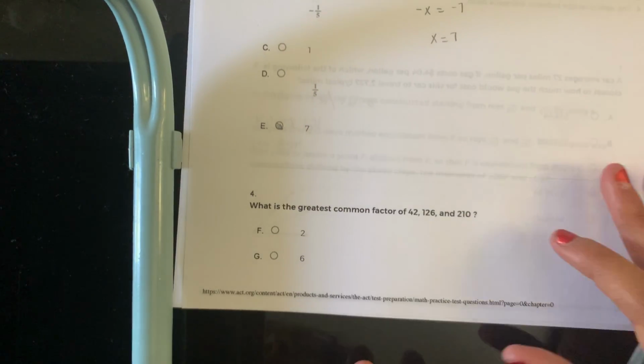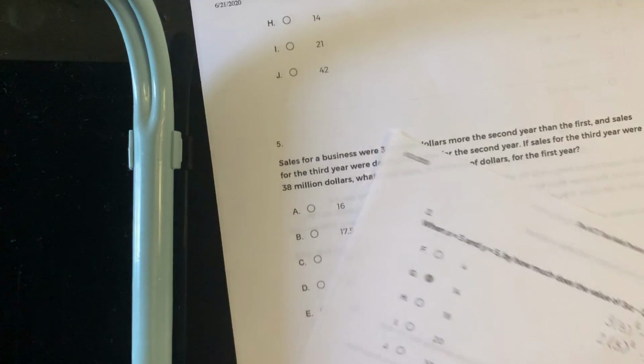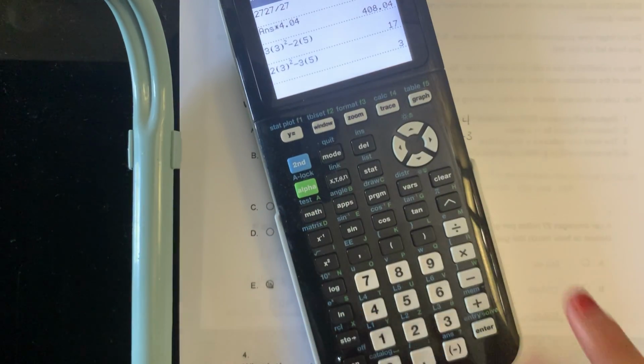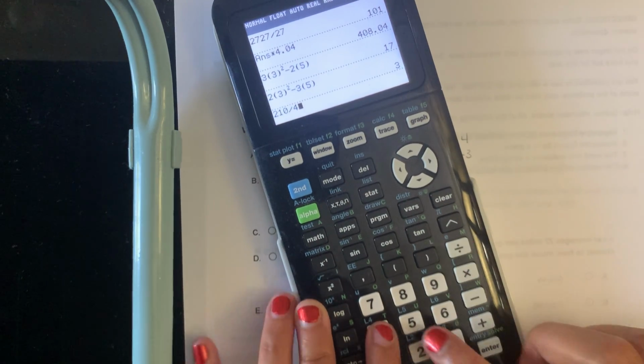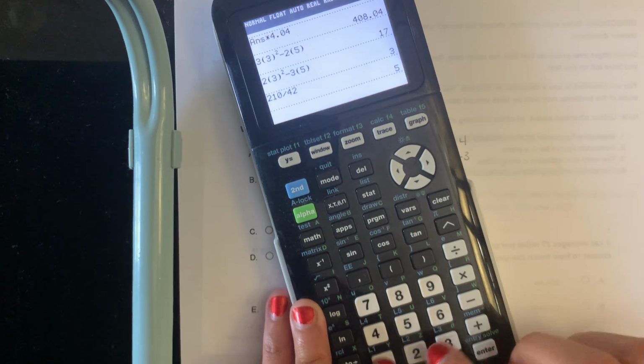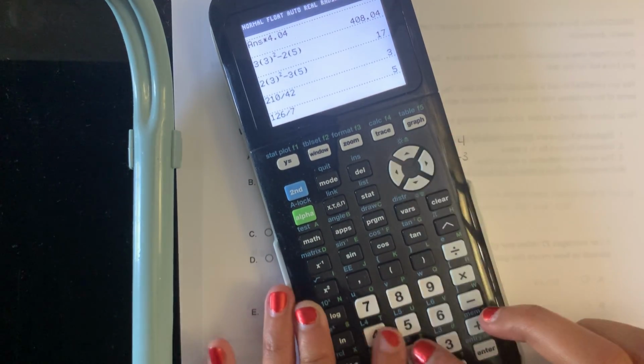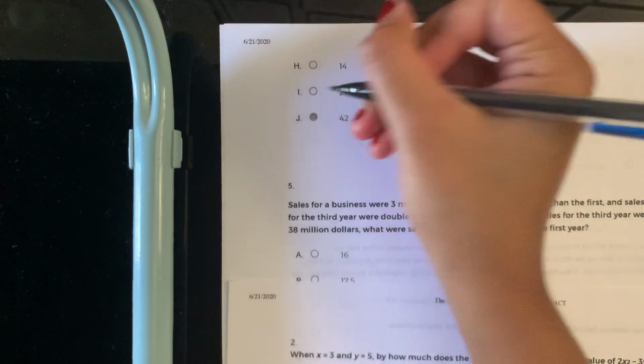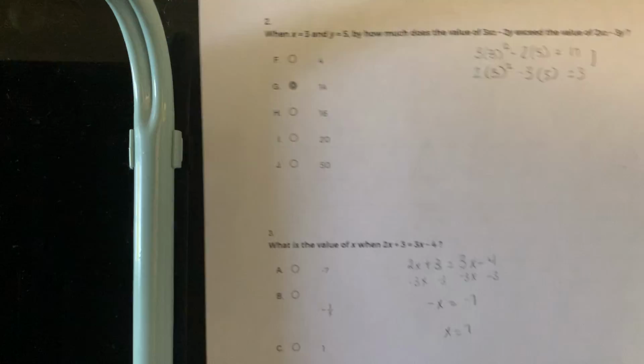So what's the greatest common factor of 42, 126, and 210? So these are all the answers. So I'm going to look at the largest choice, which is 42, and see if 210 and 126 are divisible by 42. And look, since they both are, 42 is the right answer. That's just a quick trick. Just look at the largest number and see if it works, because it usually works.